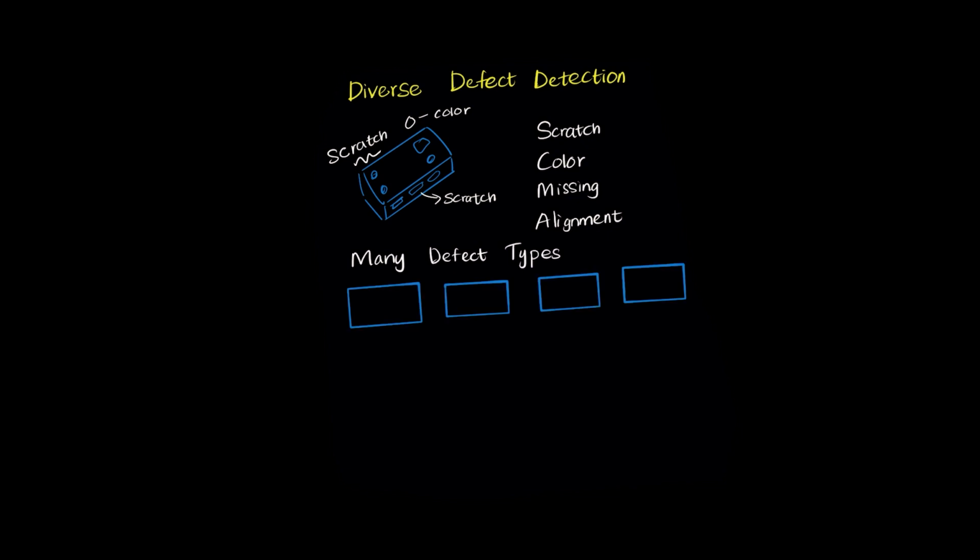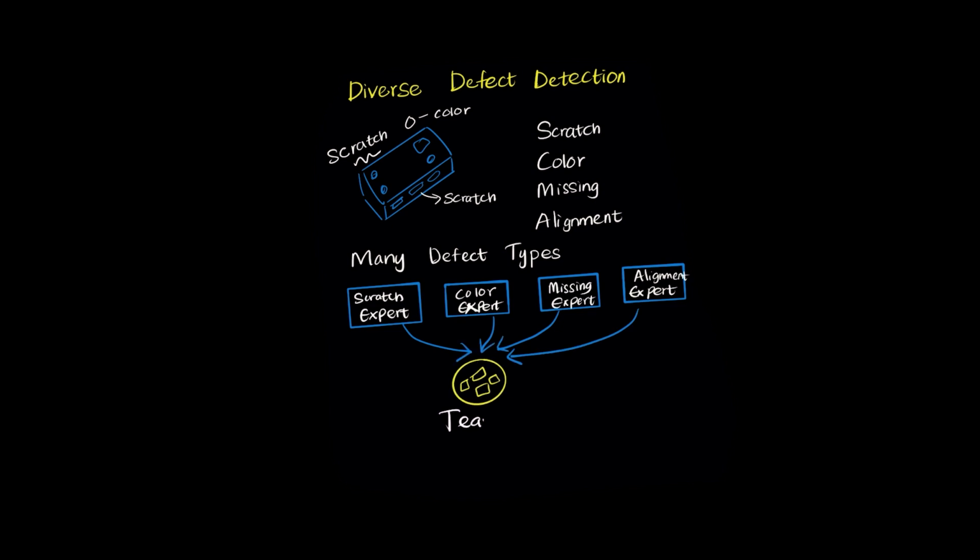Ensemble methods combine multiple specialized detectors, like having a team of experts each looking for specific problems. One detector might excel at finding surface scratches, while another identifies color inconsistencies. By combining their outputs, the ensemble catches defects that any single method would miss.